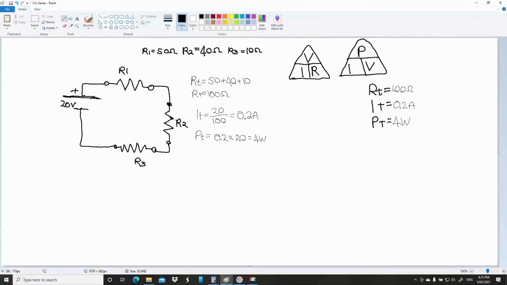What if we want to find the voltage drop across the resistors? So we'll take R1 for example. So we'll call that V1. V1 equals 0.2, so the current, multiplied by the resistance. So R1 equals 50. Equals 10 volts. So the voltage across that resistor is 10 volts.